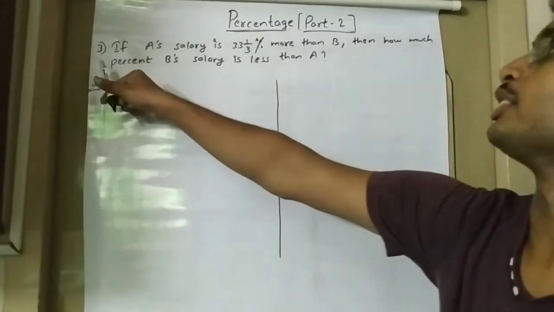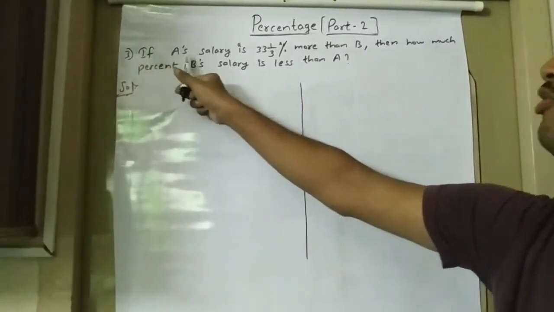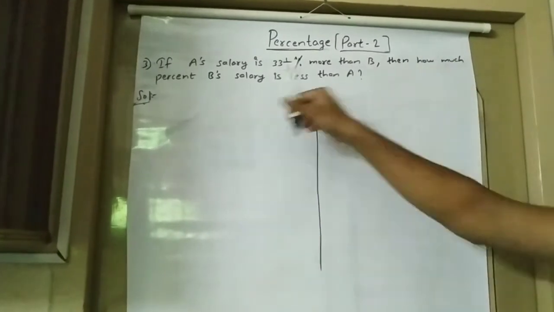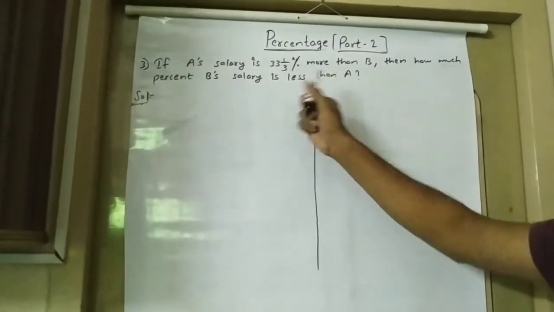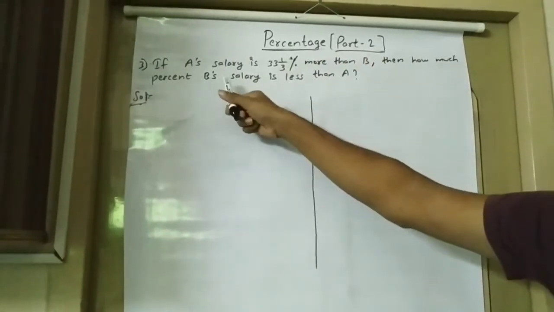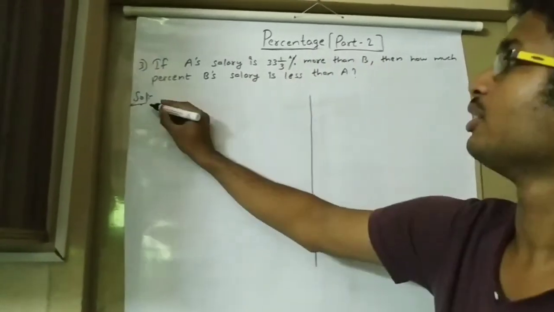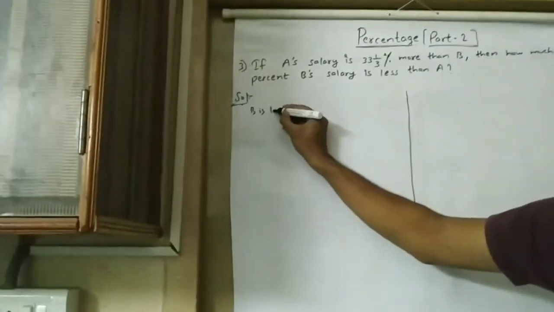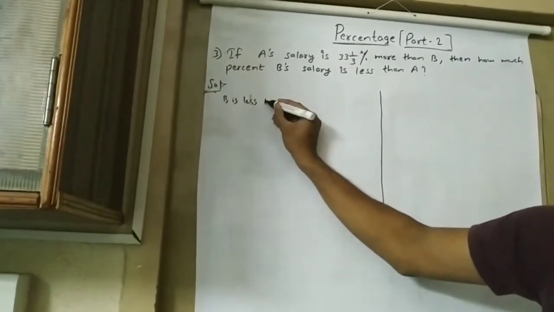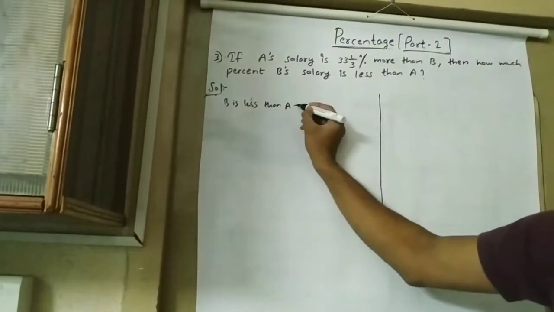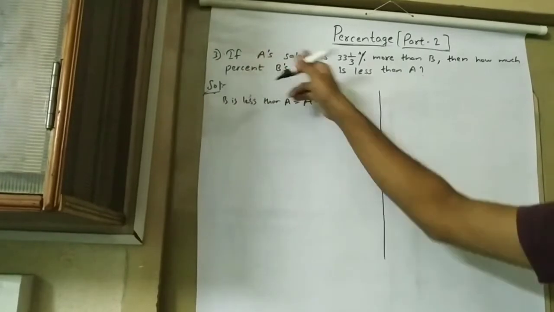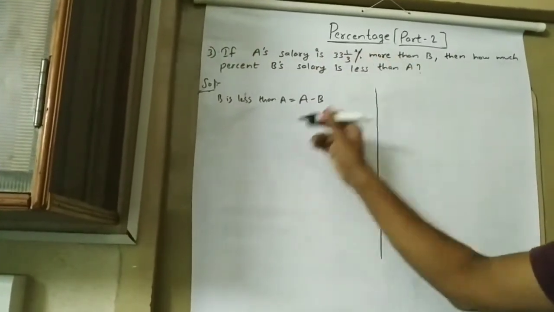Okay. So in this third question it is given as: if A's salary is 1/3% more than B, then how much percent is B's salary less than A? So they are asking how much percent B's salary is less than A. So B is less than A. They are asking A minus B. They have given that A's salary is 1/3% more than B.